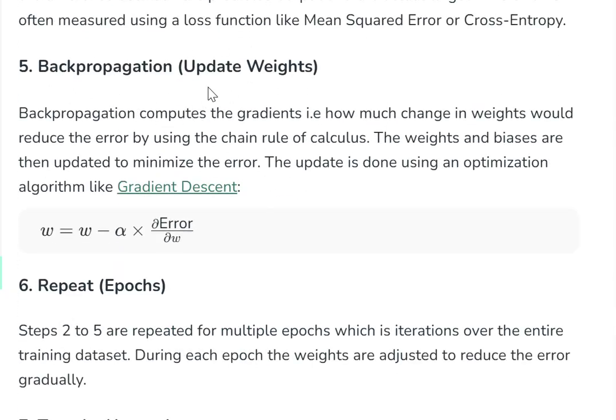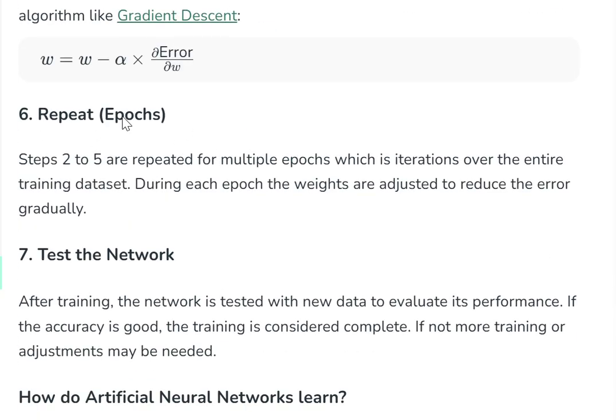Next is back propagation. What is meant by back propagation? Back propagation is the major work in artificial neural networks: it updates the weights. Back propagation computes the gradient, that is, how much changing the weights would reduce the error, using the chain rule of calculus. The weights and biases are updated to minimize the error, using an optimization algorithm; gradient descent is the algorithm to minimize the loss value.